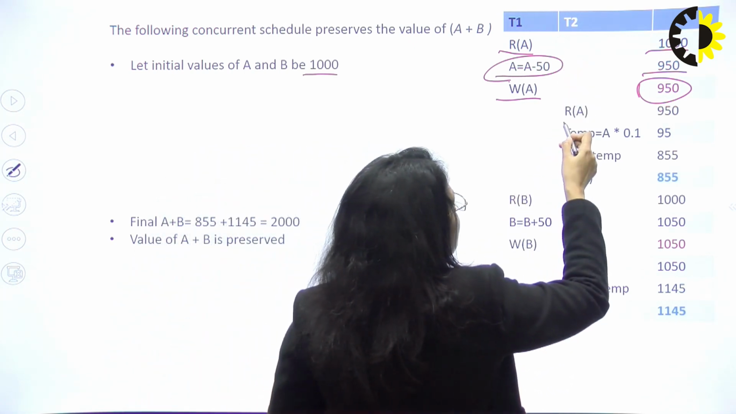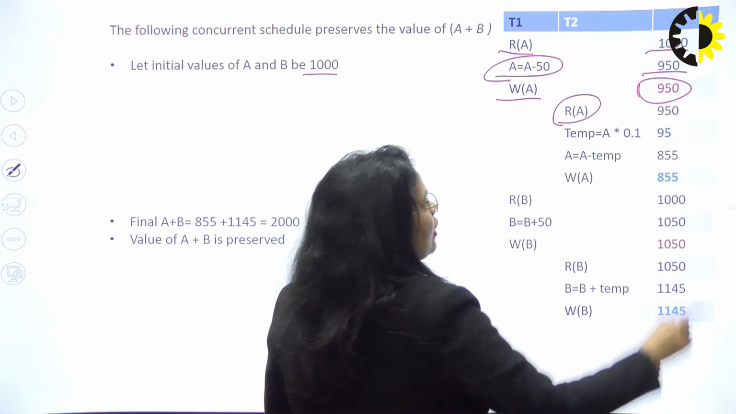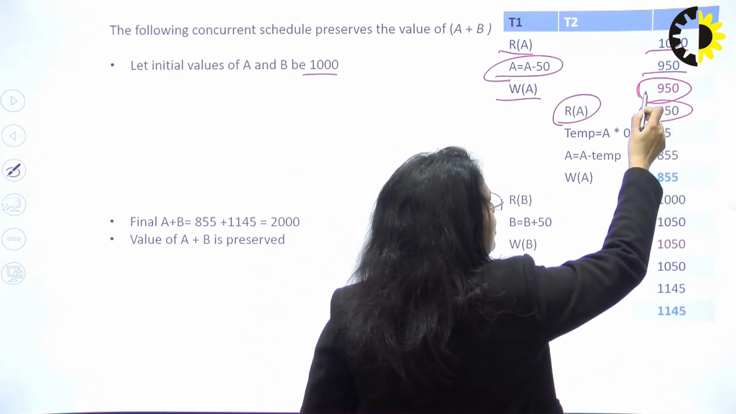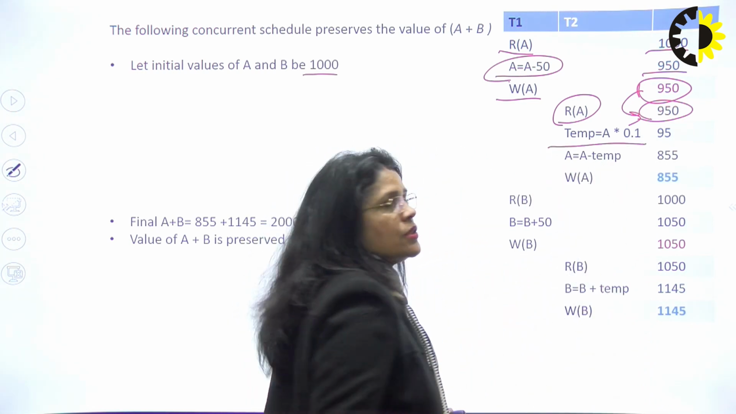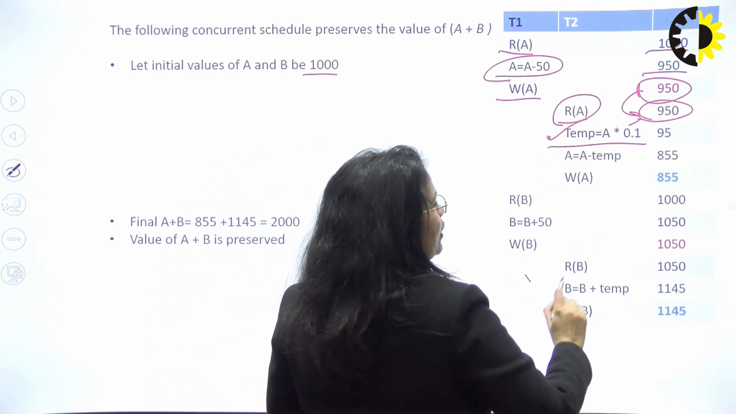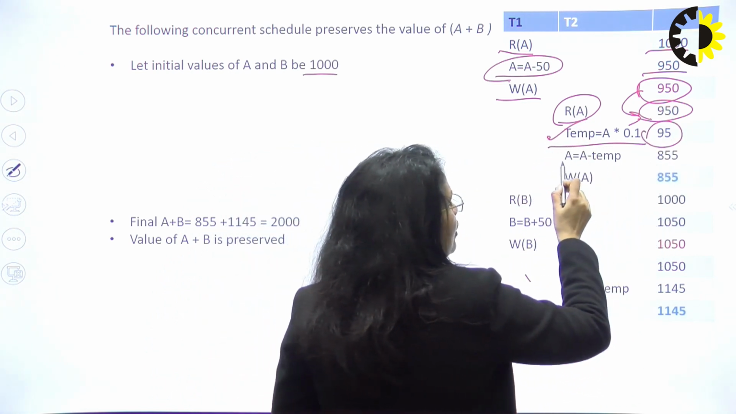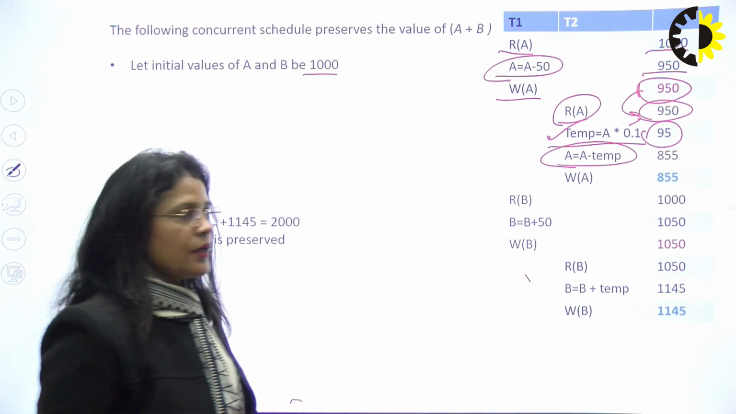Then T2 will be executed, with a read operation on account A. What will it read? It will read the updated value. Now some calculation is done and temp is calculated, which is 95. Then in this operation, we are deducting the temp from account A.